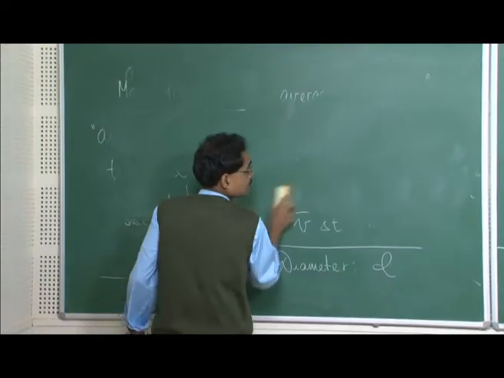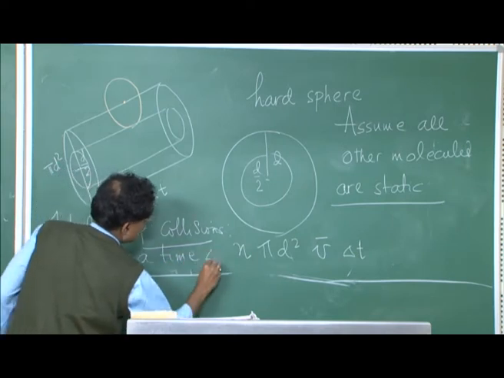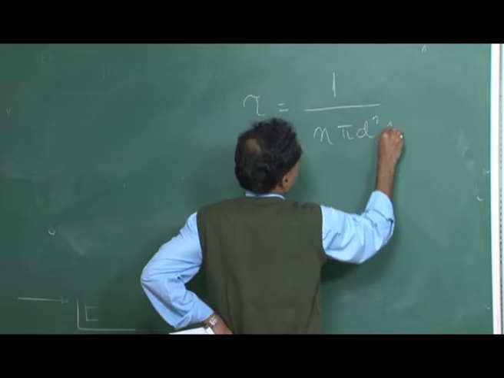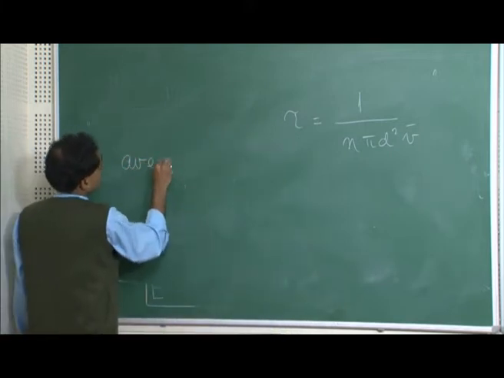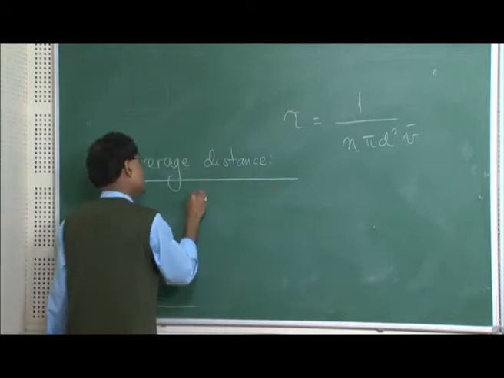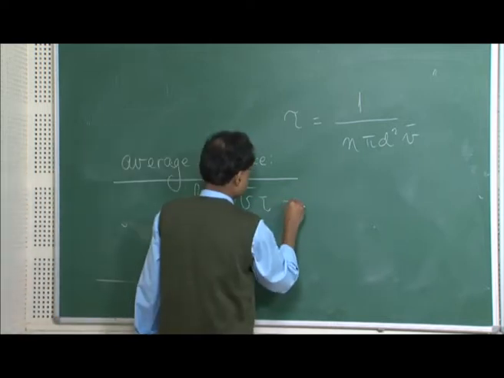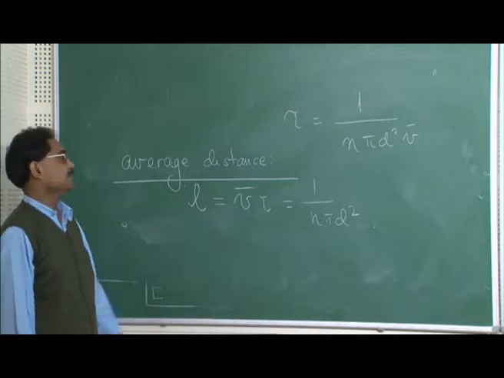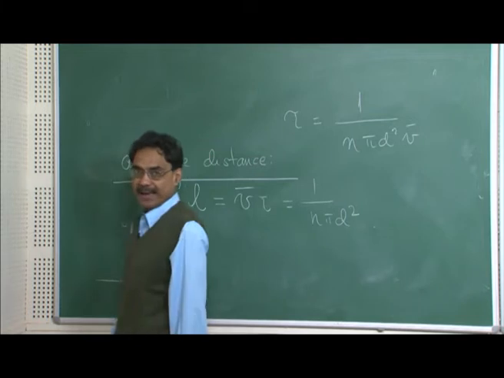So, this is the number of collisions over a time delta t, and the time between two successive collisions is 1 over n pi d square V average. What is the average distance between two successive collisions? That I can easily calculate. The average distance, which I defined as the mean free path, is V average into tau, which takes care of V, and I get 1 over n pi d square. You can easily check that dimensionally it is a length, because n has 1 by L cube and d square is L square, so you get L.